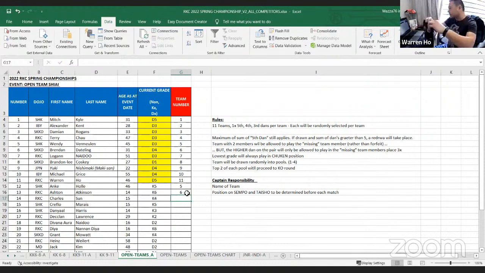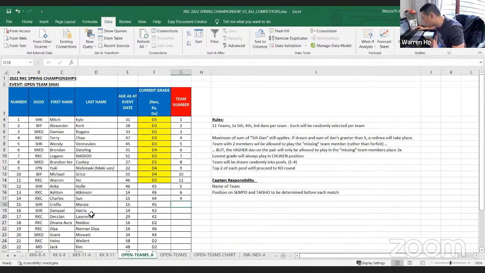Okay, next one is Charles. Charles Sun from the RKC dojo. You're going to be part of team number 4. You're part of Terry's dojo, Terry's team. Okay, also fellow dojo members. Not the intention, guys. The whole intention was to mix the people around so that you get familiar with each other and in different dojos. All right, so that's Charles, but it's all good.